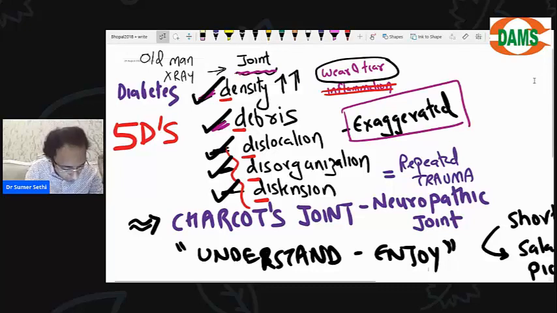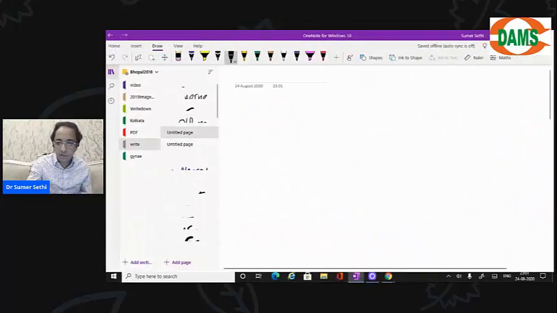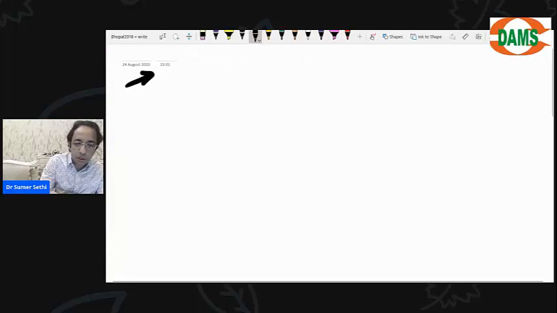Now I'm repeating now. Charcot's joint is nothing but exaggerated wear and tear that happens in diabetics because of neuropathic loss of sensation in the joint. It is characterized by increase in the density of the surface, debris, dislocations, disorganization, distension. Okay, now one more question for you. Let's see if you can answer this. This is a tough question.